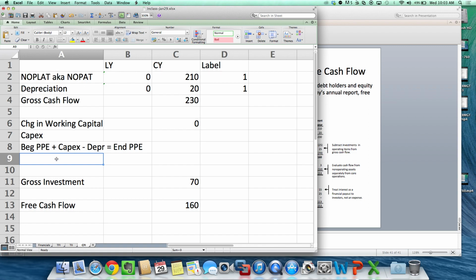So here's what we're going to do for CapEx. We're going to solve for CapEx. So CapEx equals basically end PP&E minus beginning PP&E plus depreciation. That's just rearranging that equation to solve for CapEx. And you might say, why am I solving for CapEx? Because I can go to the accounting statement and get the capital expenditures, right?